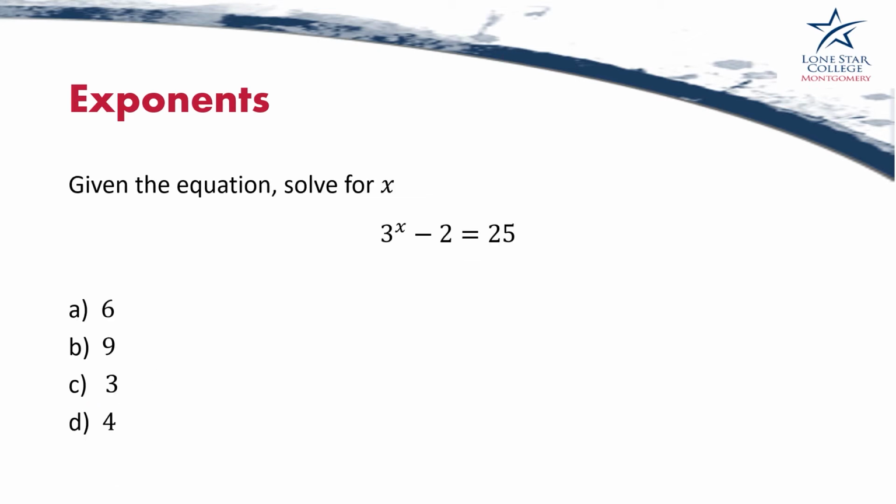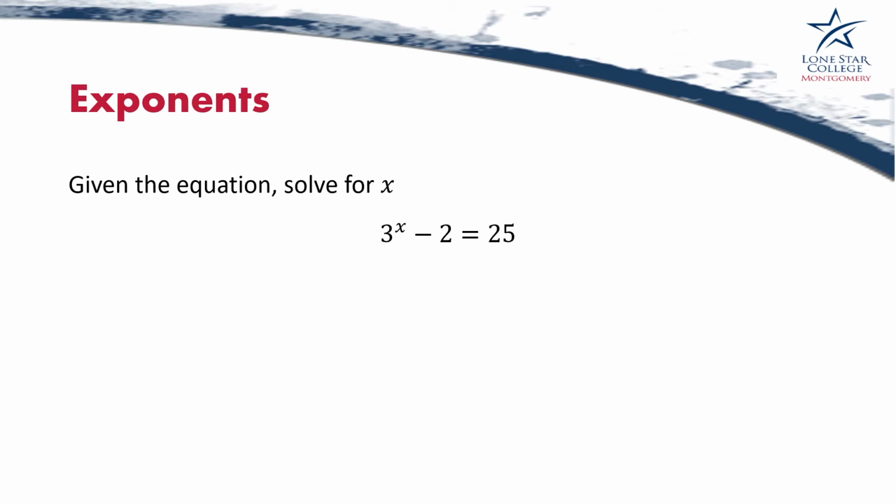Okay, so we've been using rules of exponents to simplify. Now what we've got to do is solve an equation with exponents. So given the equation, solve for x: 3 to the x minus 2 is equal to 25. Like any equation involving x, what we always want to do is isolate the x, or get x by itself.